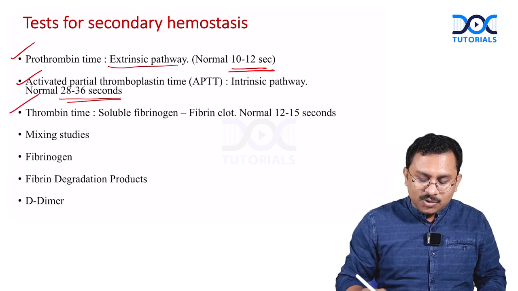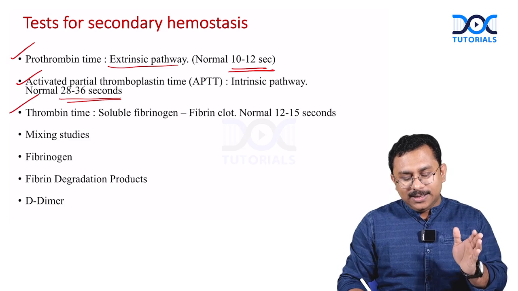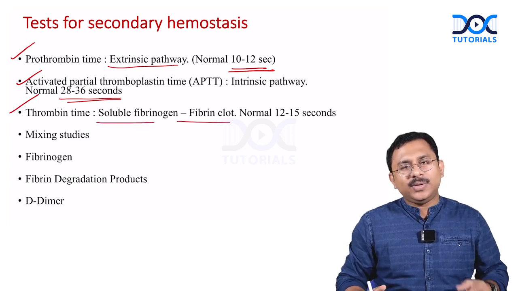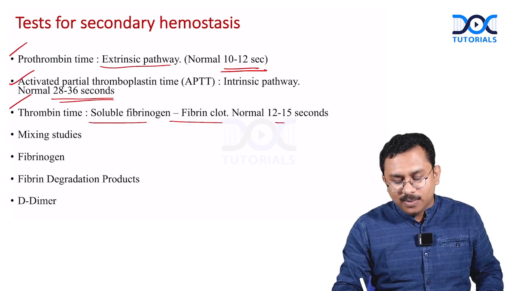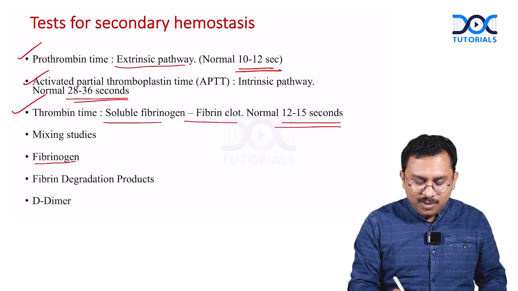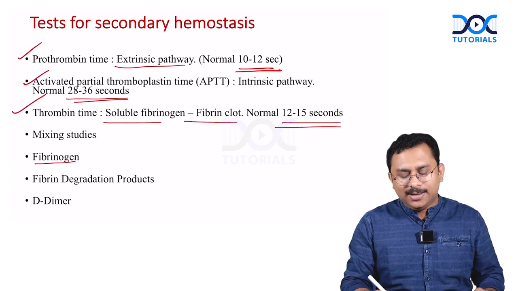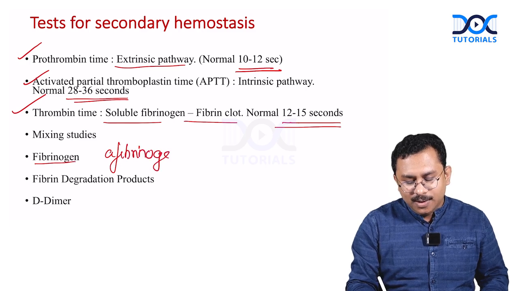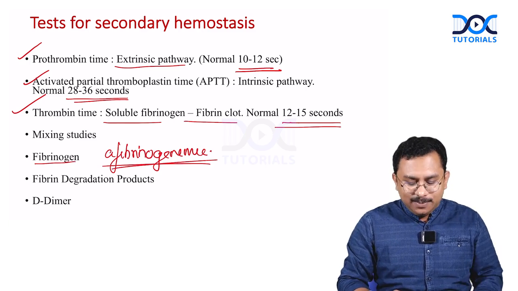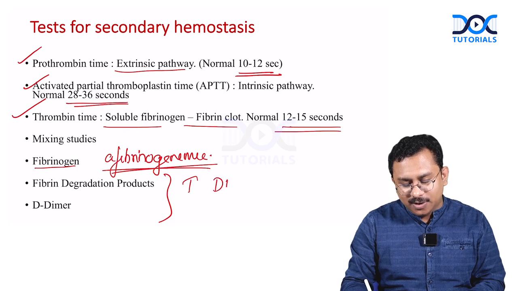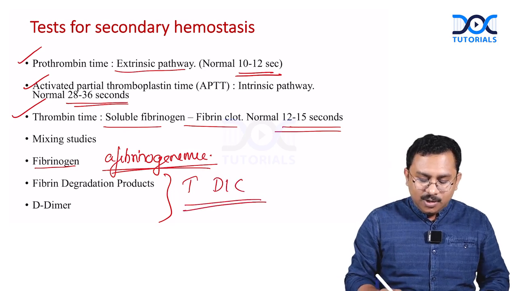Then you have the thrombin time, which is the time taken for the soluble fibrinogen to be converted to the insoluble fibrin clot. The normal one is 12 to 15 seconds. Then you have fibrinogen levels, which will be decreased in certain conditions like afibrinogenemia, which can be a disorder of secondary hemostasis. The fibrin degradation products and D-dimer will be increased in case of disseminated intravascular coagulation.